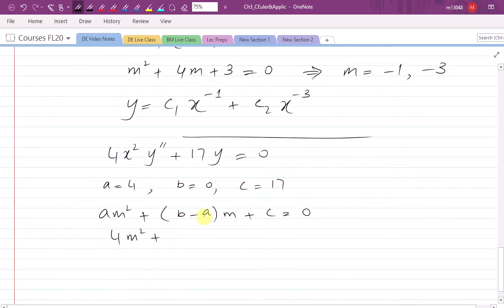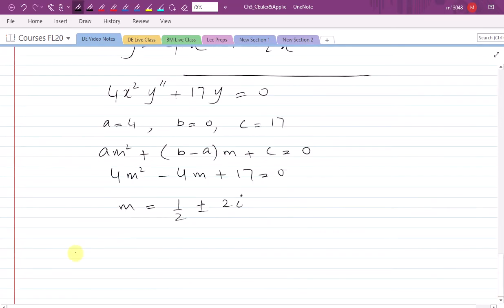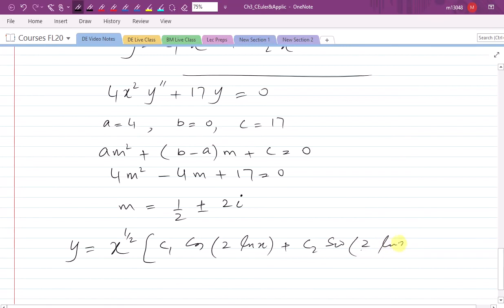4m square plus 0, so this will become minus 4m plus 17 equals 0. Roots of the equation are 1 by 2 plus minus 2 iota, complex. So y equals x power half into c1 cos of 2 log of x plus c2 sine of 2 log of x. Okay.